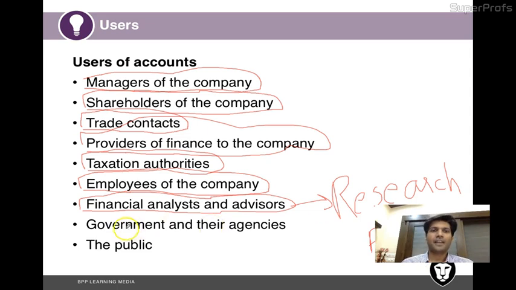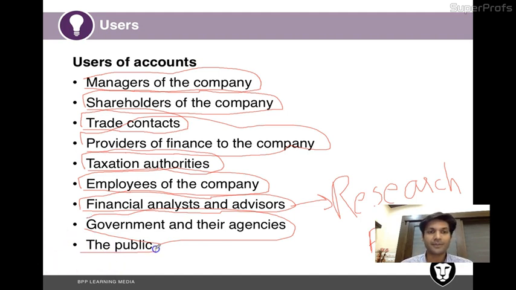Okay. And then obviously we have the government and the agencies, right? So they are the entities who regulate the business. They are the regulators. So remember, all the companies must abide by the law of the country. So who enforces the law? The government and their various entities.